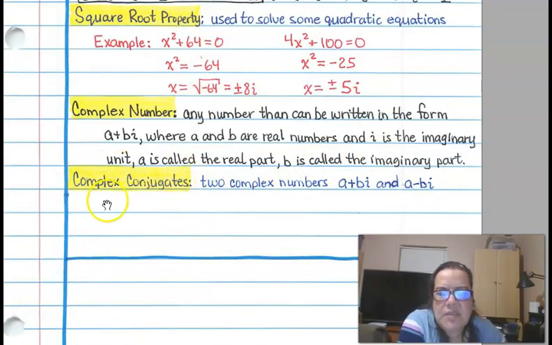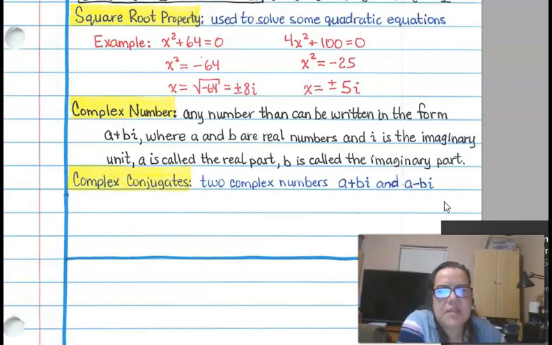You might also get some things that you're going to multiply called complex conjugates. Usually a conjugate is like the opposite. So 2 complex numbers, say a plus bi and a minus bi, then those are called complex conjugates.